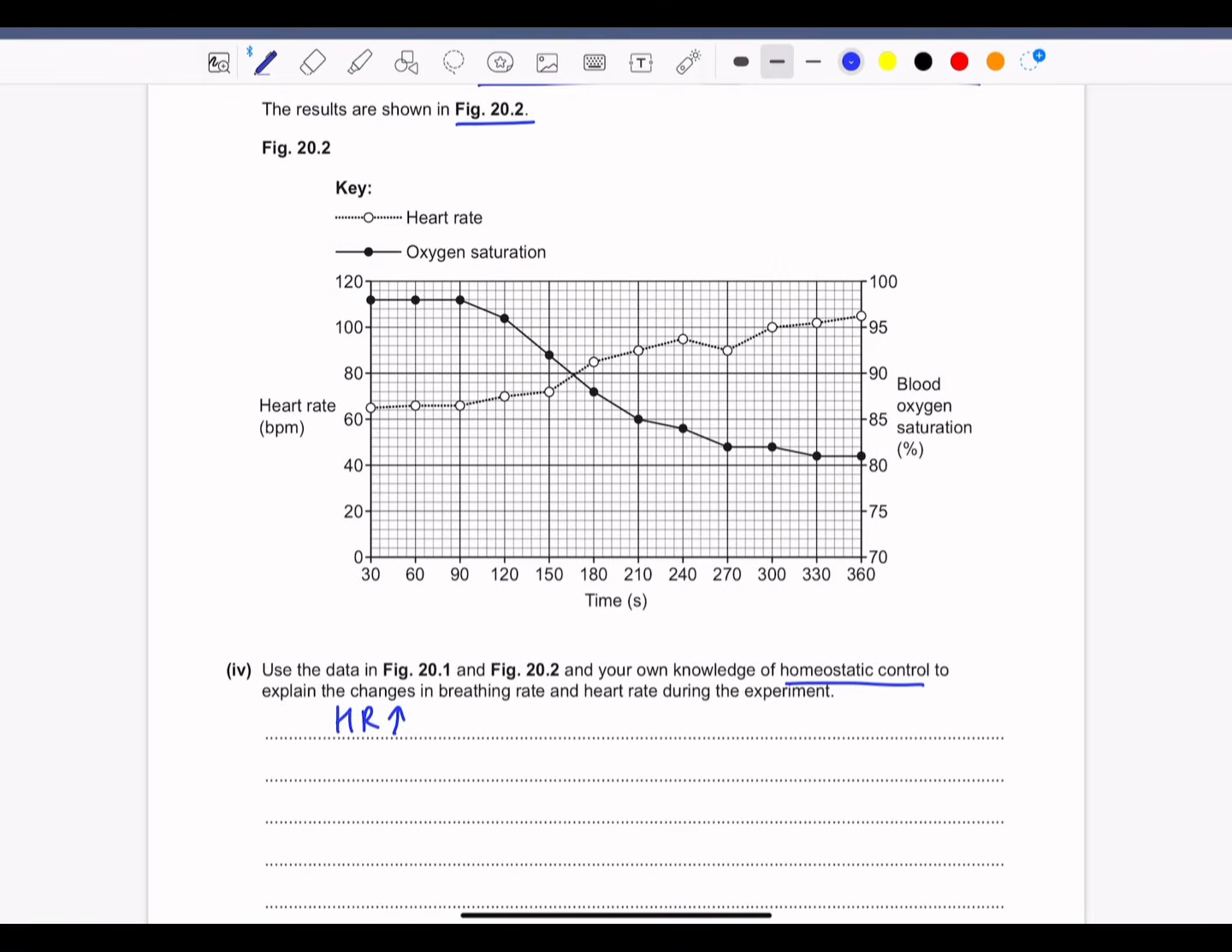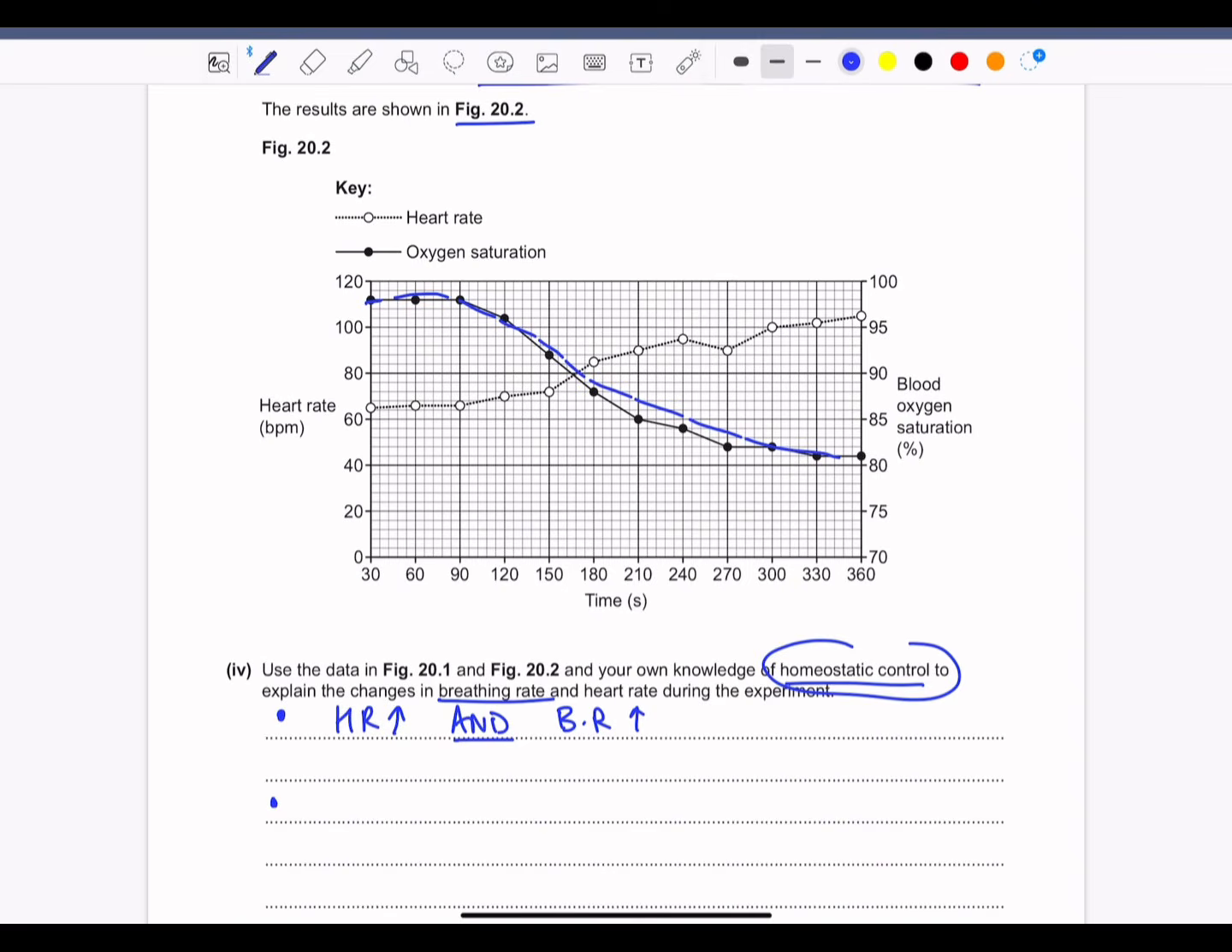What about breathing rate? Now the oxygen saturation decreases. So that means that to replenish the oxygen, the breathing rate should have increased. So the first mark is to say that the heart rate increases and the breathing rate also increases. Now that we know that, we have to state, using our knowledge of homeostatic control, why heart rate and breathing rate increase to balance the internal conditions, which is homeostasis.